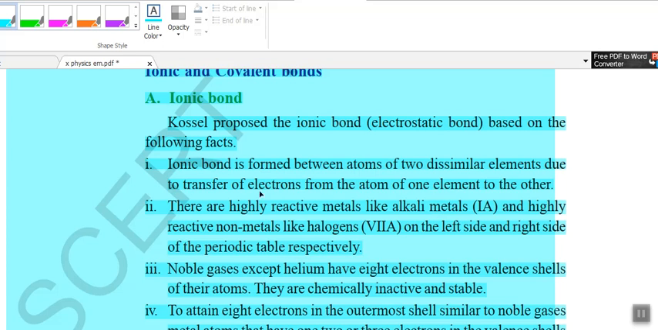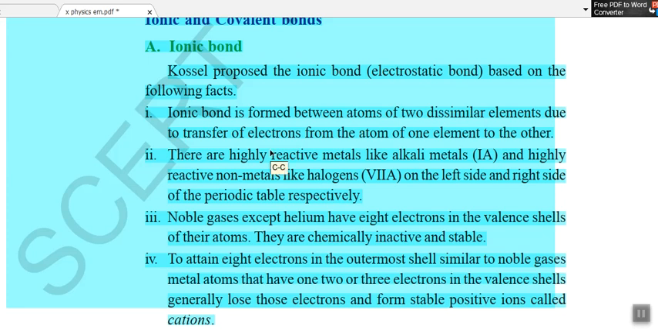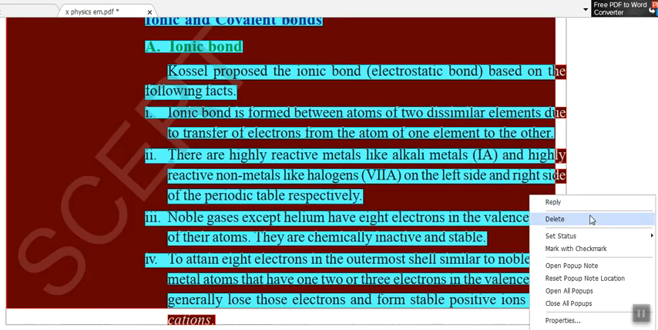Ionic bond is a bond which is formed between two elements by transfer of electrons. One electron will transfer from metal to non-metal. Previously you have seen that metals are losing electrons and non-metals are gaining electrons. So electrons will be lost by metals and gained by non-metals. So always an ionic bond is formed between two ions, one positive and one negative. You can say metal and non-metal. As per the definition, you can say ionic bond is formed between atoms of two different elements by transfer of electrons.